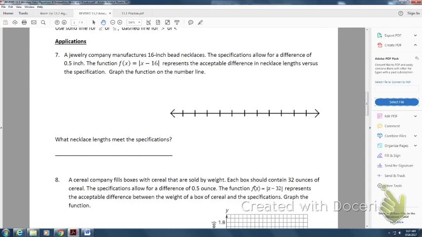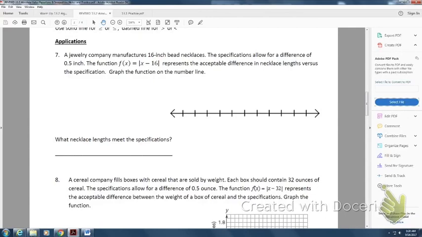Okay, step away from the math and just use common sense as to what they're trying to get across here. So on 7 it says a jewelry company manufactures 16-inch bead necklaces. The specifications allow for a difference of half an inch. The function f of x equals the absolute value of x minus 16 represents the acceptable difference in necklace lengths versus the specification. Graph the function on the number line. All this is saying is a company makes a 16-inch necklace. That's the ideal length. But they allow for a half-inch error on either side of it. So, going back to the warm-up, what two values are half units away from 16?